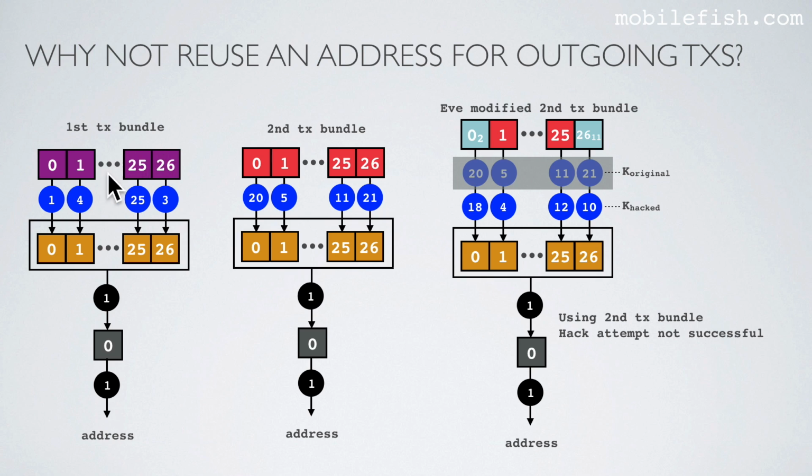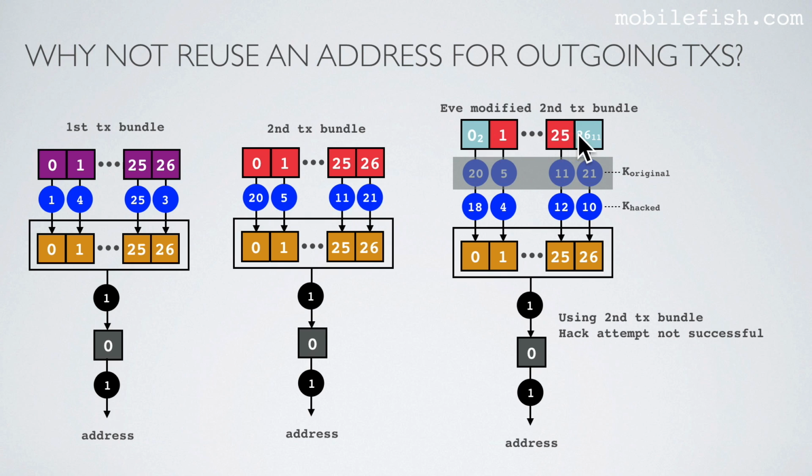This is from the first transaction bundle. This is from the second transaction bundle. Eve takes this second transaction bundle as a starting point and modifies it. After she has made changes to the transaction object, these are the new k hacked values and these are the k original values, as you can see over here.